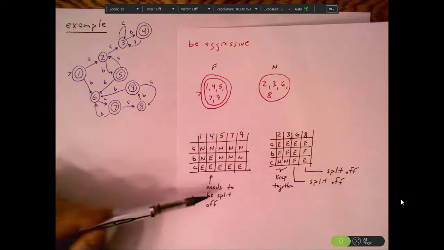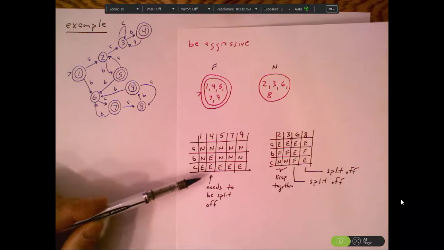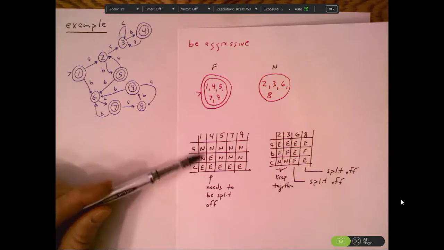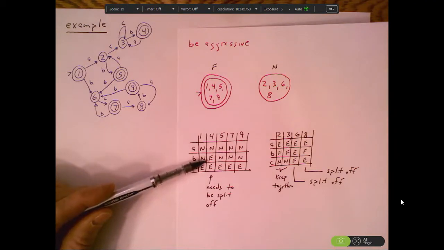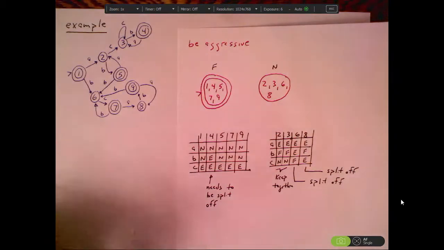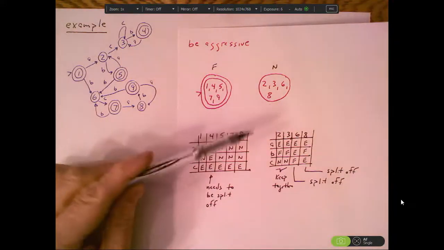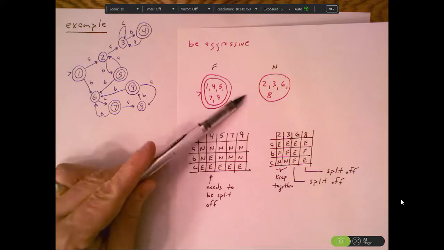So we've done that analysis of the 5 final states, and we see that actually 1, 5, 7, and 9, so far, we can keep them together. But state 4 has different behavior on B, so it needs to be split off. Okay, so at the next step, we'll split 4 away. Before we do that, though, let's look at the non-final states. 2, 3, 6, and 8, again, we're aggressively combining them into one state.